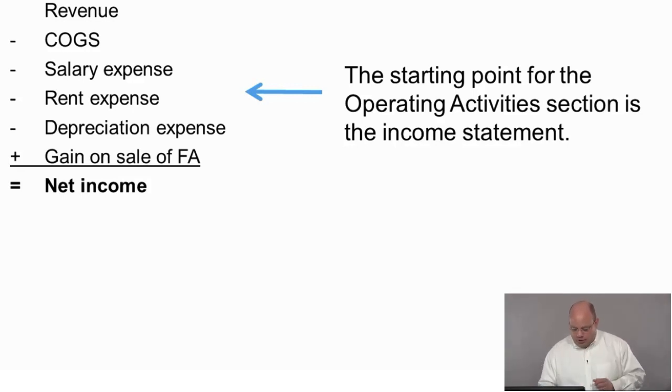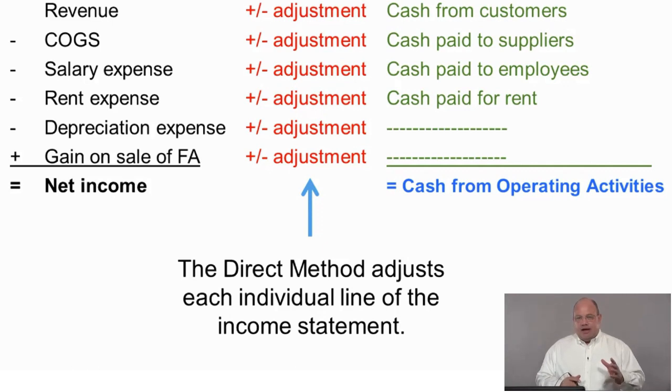Now, what we're going to do for the direct method is we're going to make adjustments to each individual line. So we're going to take revenue and adjust it for any non-cash transactions that are there. We're going to add any cash transactions that are not there, and we're going to come up with cash from customers. We're going to start with cost of goods sold, make some adjustments, and it's going to become cash paid to suppliers. Salary expense, we're going to make adjustments. It's becoming cash paid to employees.